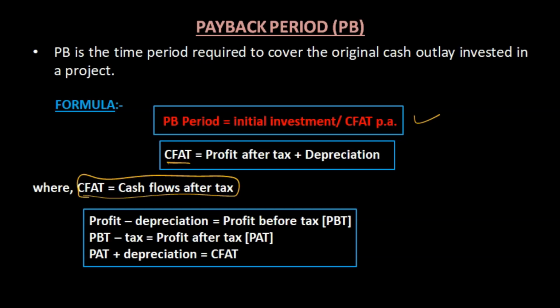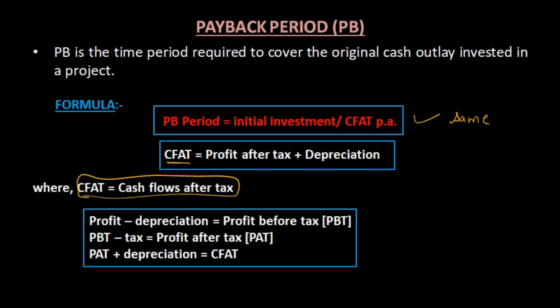Rest all is same. First we need to calculate CFAT if it is not given in the question, so we learn how to find out CFAT if it is not given. When we get the CFAT, you just apply the formula. If the CFAT is same for each year, then go with the formula. If it is different for each year, then go with the cumulative CFAT approach. If you have not seen the previous video, just see that, then come back for this video.